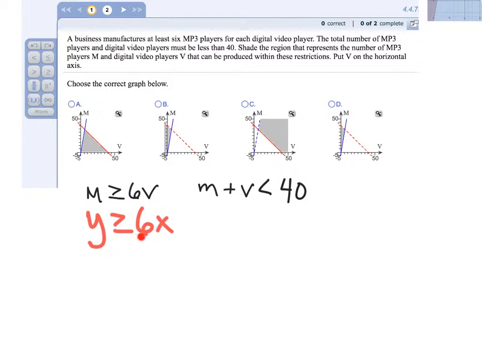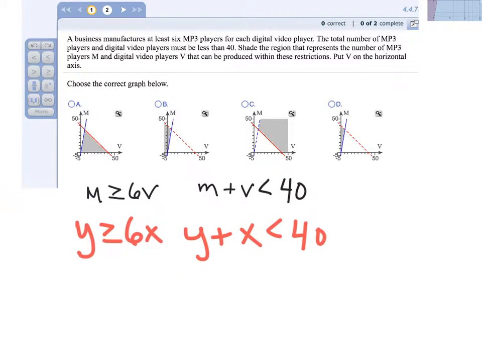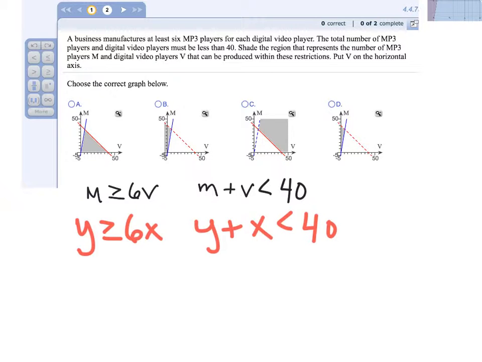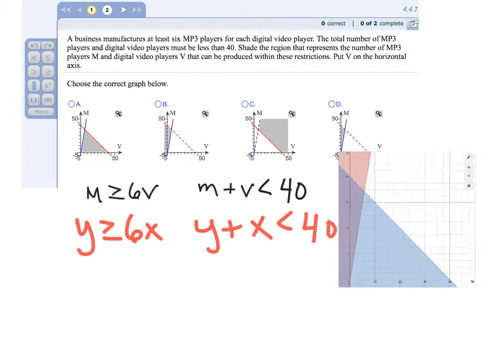So this is what you would actually type into Desmos, not the M's and the V's, because Desmos won't work for you there. The other inequality that you're going to have to graph is M plus V is less than 40, but M you're going to replace with the Y, and V you're going to replace with the X. These are your 2 inequalities that you're going to graph into Desmos. When you do that, you get this grid right here, and I'm going to zoom in.